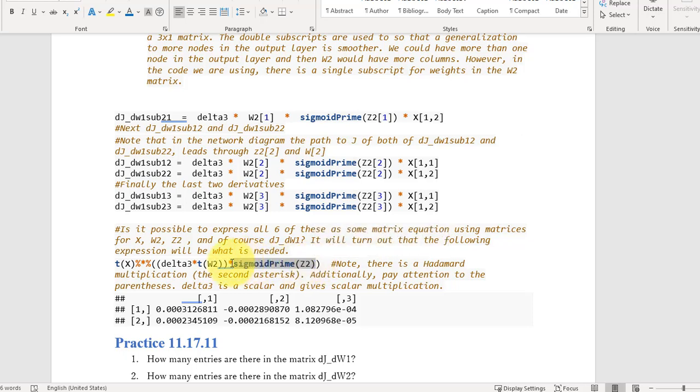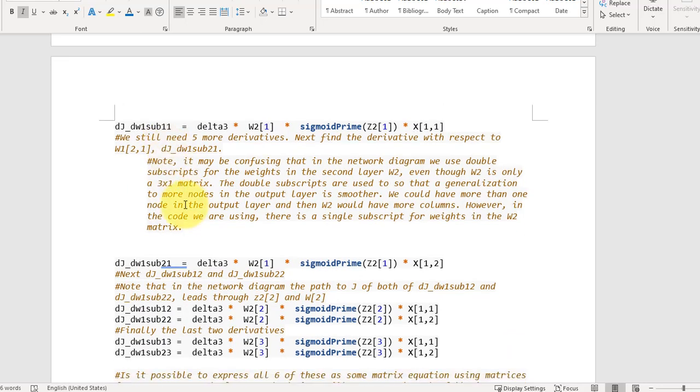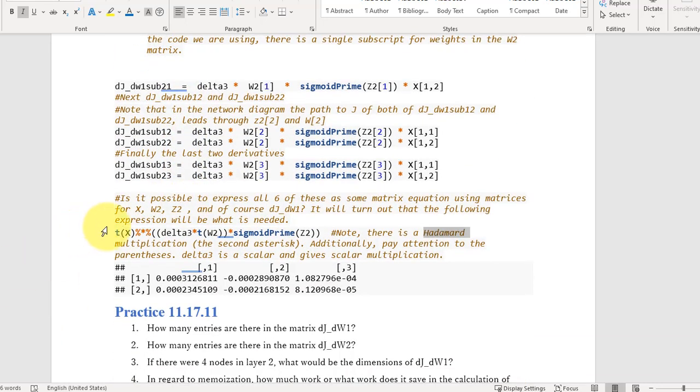Remember that we call it element by element multiplication, or we also call it Hadamard multiplication. So this will represent all of these equations. This one, this one, this one, this one, this one, and this one. And we can see that when we do all of this, we get a matrix like this. And this is supposed to be the derivative matrix that we're trying to calculate. And hopefully it is.